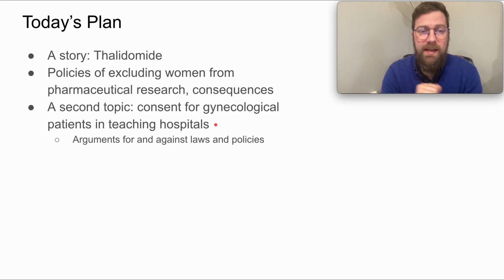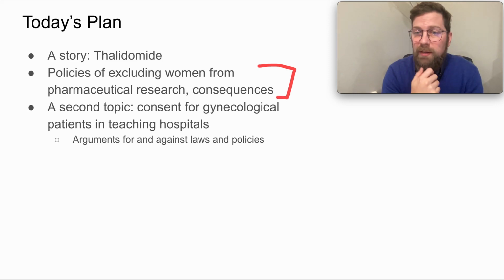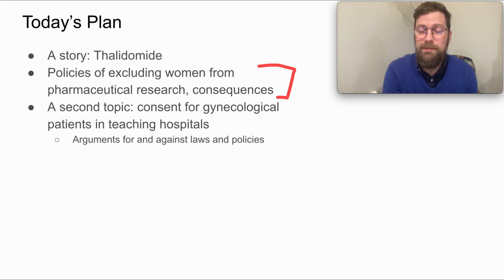So here's the plan. I'll tell a story about a drug called thalidomide, which then leads into certain policies that were developed that involve excluding women from pharmacological research. And we'll see some of the ethically problematic consequences that have emerged from those policies.